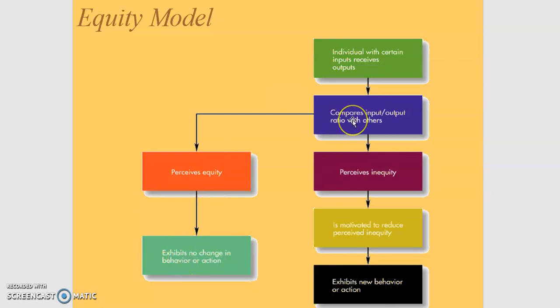For example, if our neighbor has a brand new car, and we perceive that as an inequity, that would change our motivation. We are going to work harder, we are going to do more part-time jobs, we are going to do more overtime in order for us to get more money, in order for us also to change our car, to get a brand new car. That would exhibit a new behavior.